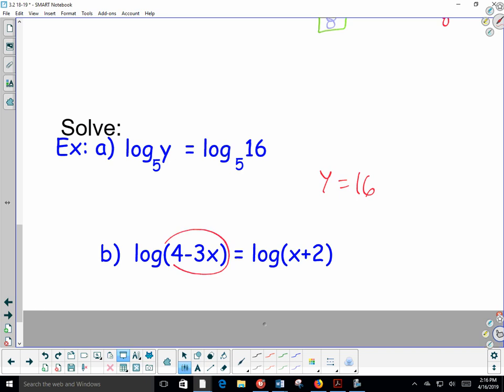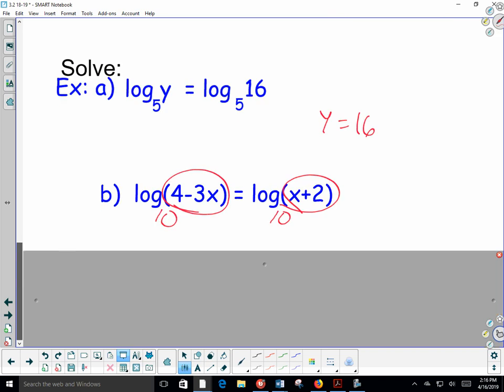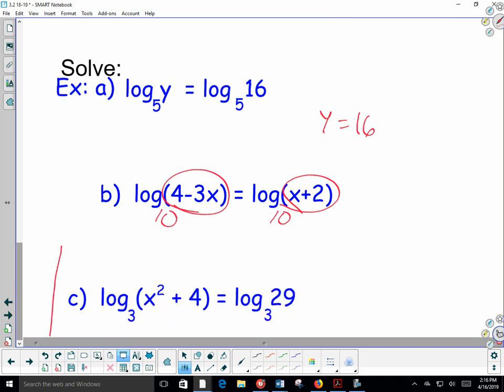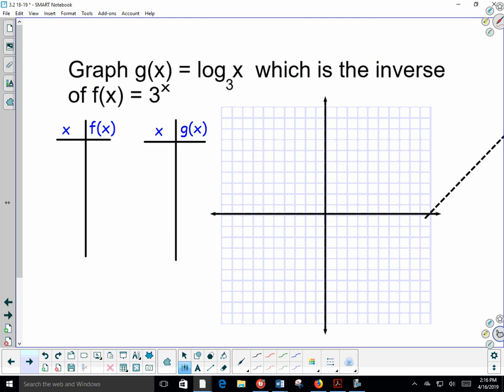You would just set these guys equal to each other, right? Because it's basically log to the base 10 on both sides. And same thing here, set those equal to each other. All right, let's get to this.